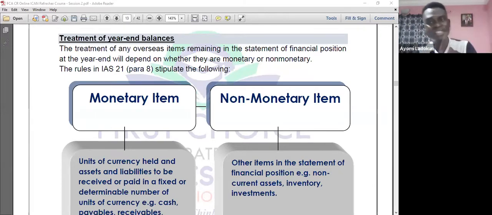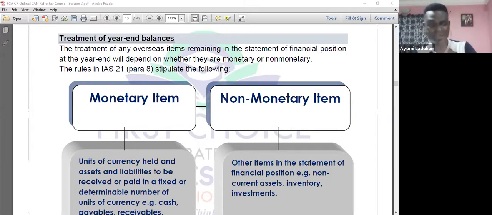If it is a non-monetary item, listen up. For example, my non-current asset, that's PPE, my inventory or my investment, they are non-monetary items. As IAS 21 says, you don't retranslate. You will leave it like that. Don't forget that you would have translated at the date of the transaction. But when it comes to the year end, you have not paid the money. You are still owing, or they are owing you. When it relates to inventory, non-current asset like your PPE or investment, you don't retranslate.